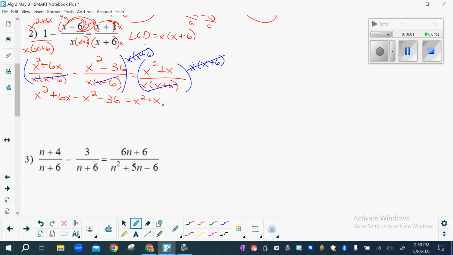The same group again. What would we do next? So combine those together first. Good. So 6x minus 36 equals x squared plus x. So now, anybody? What do we do next to solve this?